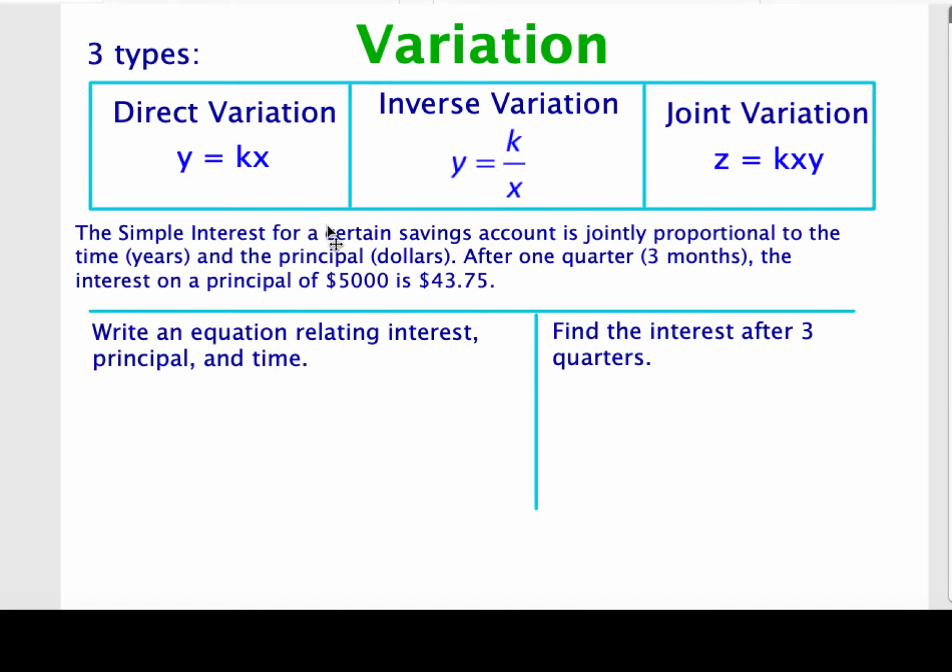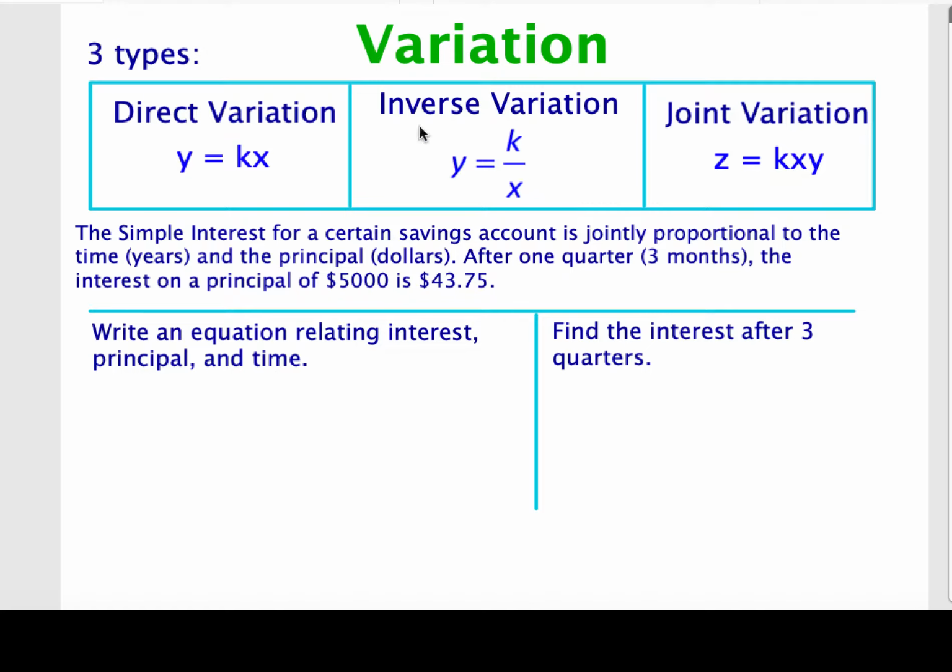So we've got direct variation up here, y equals k times x. We've got inverse variation, y equals k divided by x. And then joint variation, which is kind of like double direct. It's z equals k times x and y. So you're sort of doing a double multiplication there.